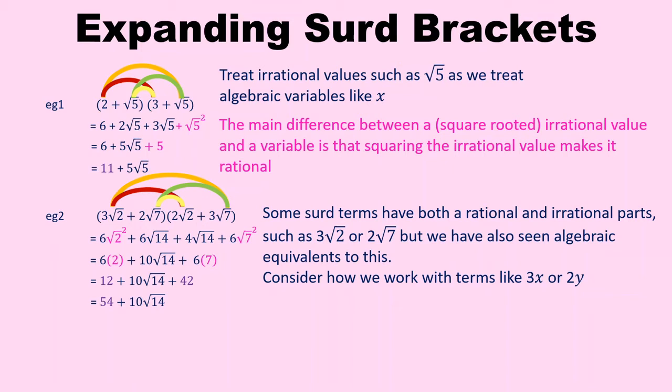Double checking that my irrational value there cannot be rationalized any further. 14 has only got factors 1, 14, 2, and 7. And none of those are square numbers that would help me to rationalize this value. So that's my simplified answer, 54 plus 10 root 14.